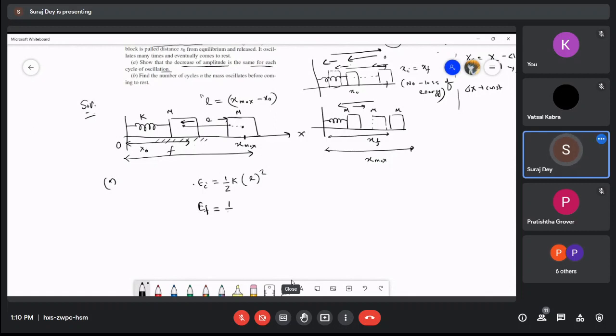The final energy, E f, won't be with L, it will be half k times L minus some delta x, whole squared. So in the final position, this block will return to a certain spot. And when it comes here, the stretch is less. So this is, let's say, L prime, and L prime is L minus delta x. So then you can find the loss of energy that has happened in one cycle, this was the energy loss that this block has suffered.